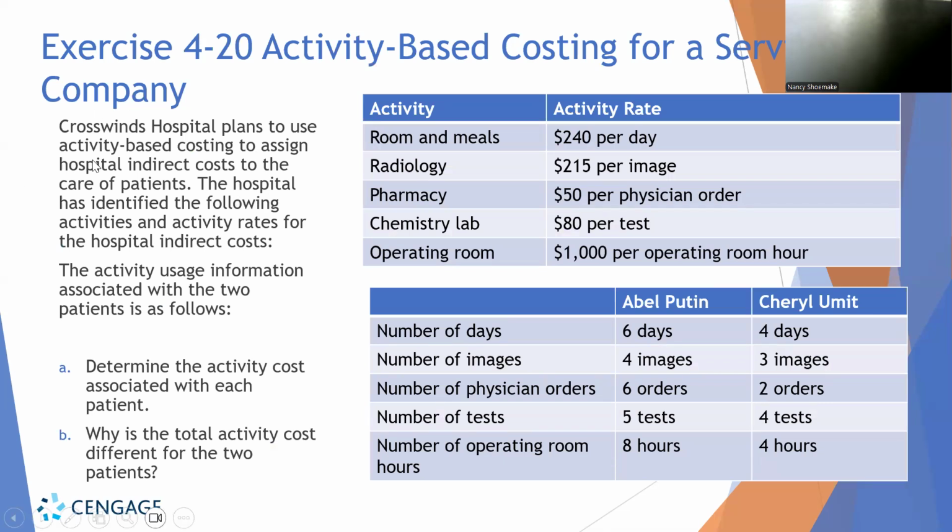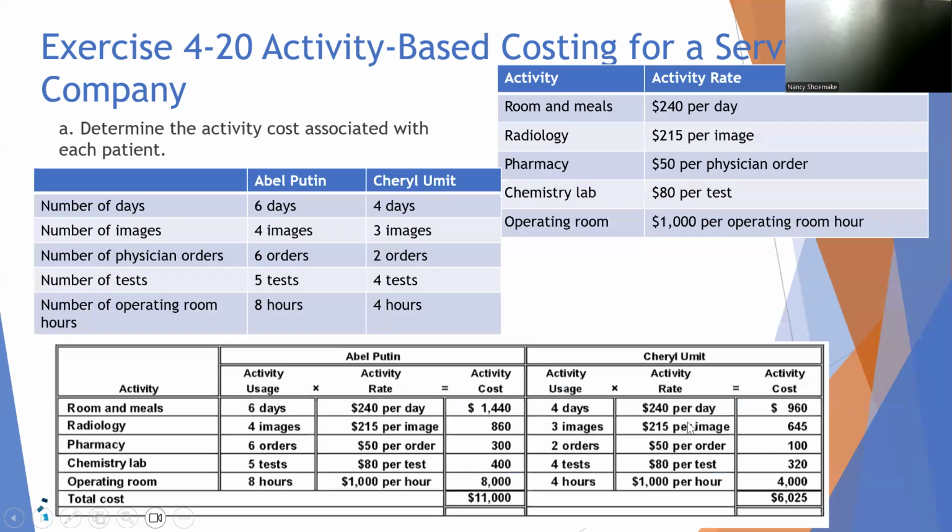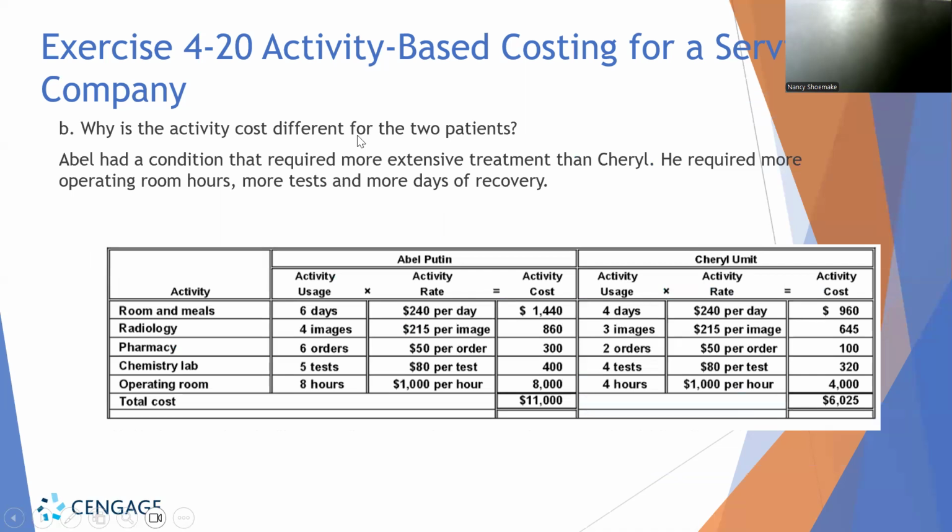Crosswinds Hospital plans to use activity-based costing to assign hospital indirect costs to the care of patients. The hospital has identified the following activities and activity rates for the hospital's indirect costs. So basically, they show the various items here. Well, this makes more sense, $1,000 per operating room hour. Anyway, you see these two patients and the various activities that were performed. And based on that, you can come up with what is being assigned to each patient. Does that make sense? Why is the activity cost different for the two patients? Well, Mr. Abel here looked a little sicker than Miss Cheryl, huh?